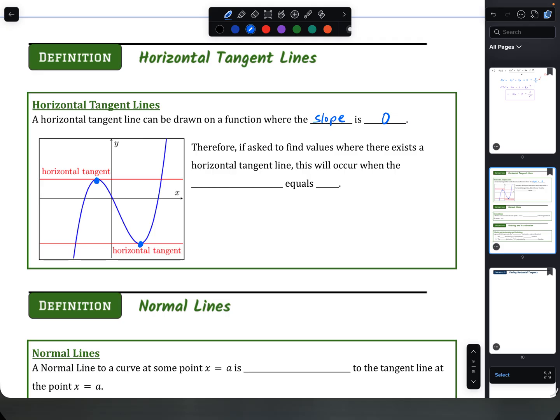So if you're asked to find values where there exists a horizontal tangent line, remember slope means derivative. So you're just looking for anywhere where the derivative is equal to 0. Okay.